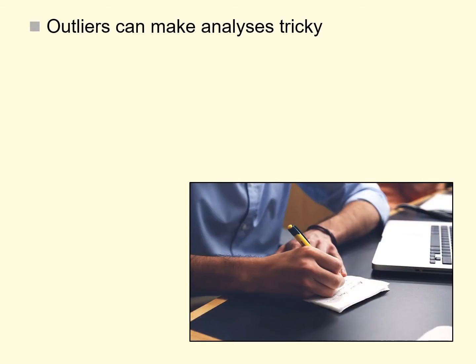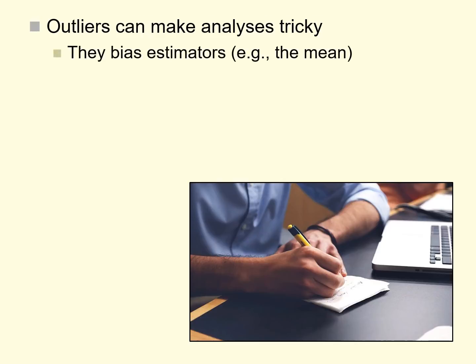Now, I've already introduced what outliers are, and probably you already are familiar with the idea of outliers. These are just values which are extreme within a data set. And they're interesting to us and they're troubling to us because they tend to make analyses that we're trying to do tricky. They tend to bias estimators, meaning that they tend to pull estimators away from the true parameter value that they are trying to estimate.